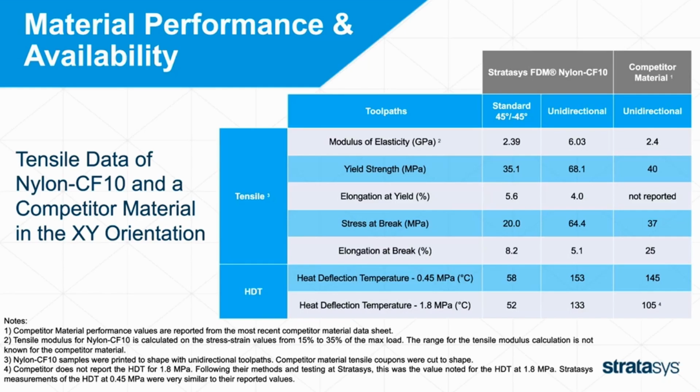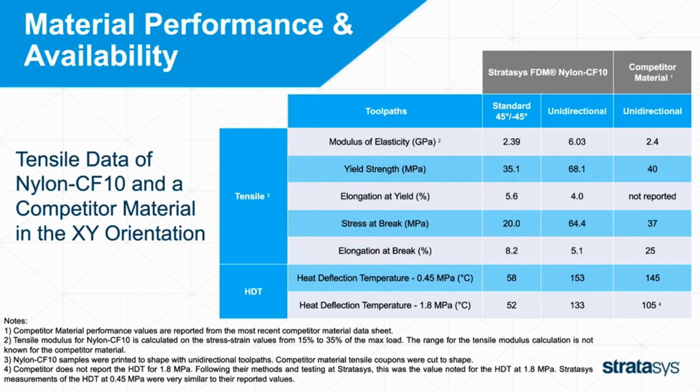Within the table, the far right column is the competitor data. So that's one of our competitors' materials as they report it out on their data sheet. The far left is our data sheet data. Since we typically share the on-edge and upright data, we actually printed out the flat data using our standard procedures of the 45-45 rasters there to have a comparison point. And then the middle column is the unidirectional data for nylon CF10 following our competitors' procedures.